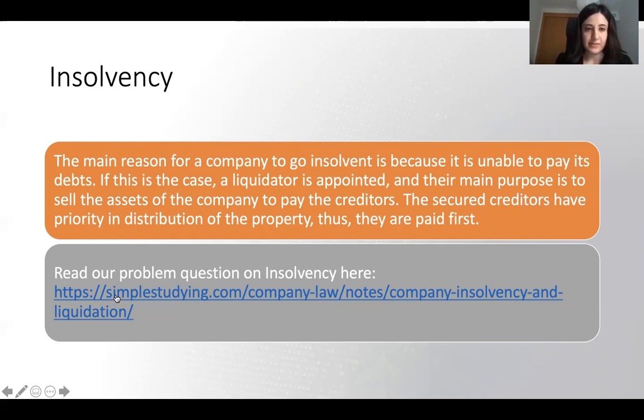What is insolvency? The main reason for a company to go insolvent is because it's unable to pay debts. So if someone has a company and it has a lot of debts that they cannot pay and the business is not going well, the obvious solution would be insolvency, which means that whatever money is left in the company has to be divided between the creditors of the company, and the business ceases to exist.